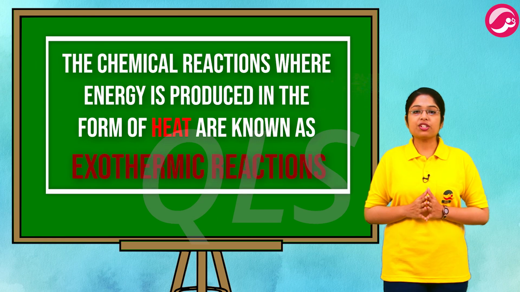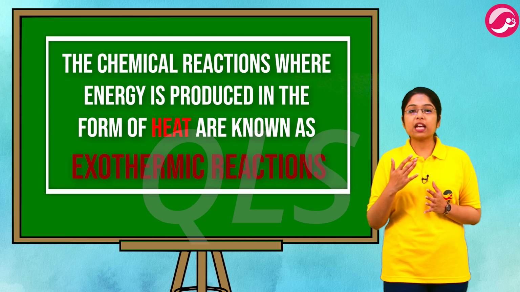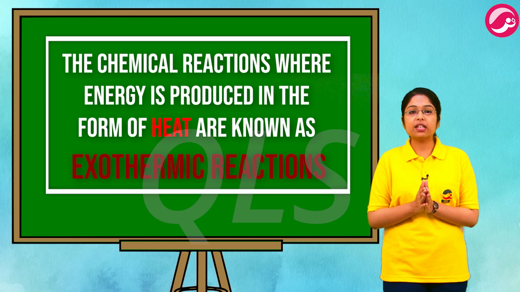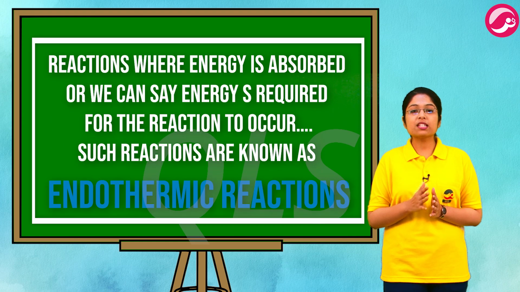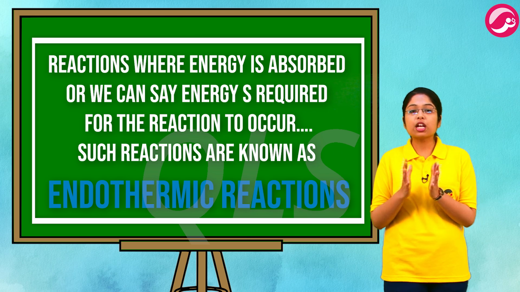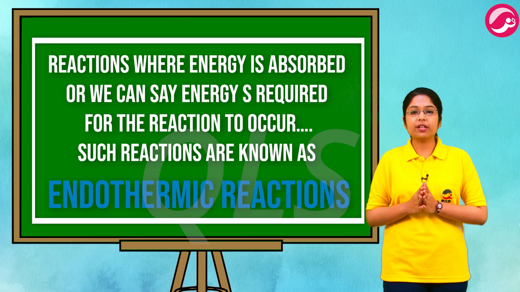The chemical reactions where energy is produced in the form of heat are known as exothermic reaction. जिन reaction से heat generate होती है उन्हें हम कहते हैं exothermic reactions. In such reactions, the system where the reaction is occurring becomes hot. Also, there are some reactions where energy is absorbed, or we can say energy is required for the reaction to occur. Such reactions are known as endothermic reaction.